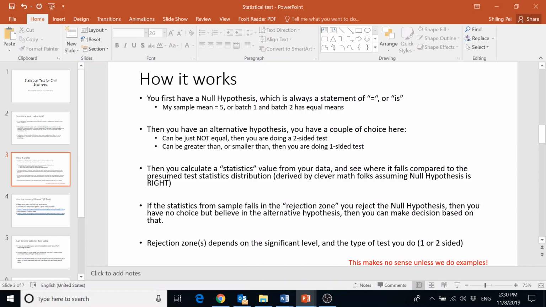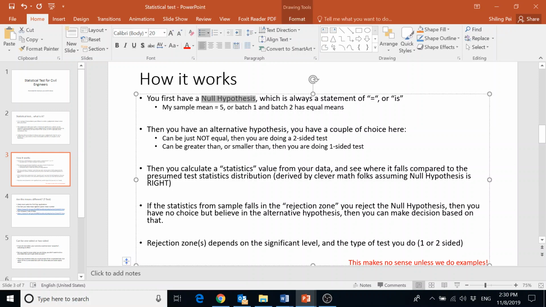So basically, the first step of every statistical test is to have what they call a null hypothesis, which is always a statement of equal or is. This is quite important because sometimes people think, can my null hypothesis be like my average is greater than this? No, it cannot. It has to be equal or is. For example, the mean value of my concrete is equal to 5 KSI, or the first batch and the second batch, their means are equal.